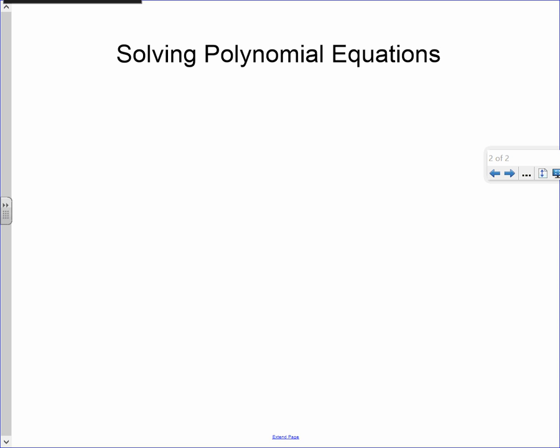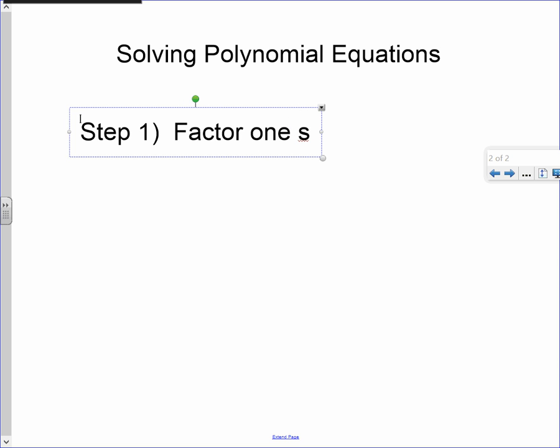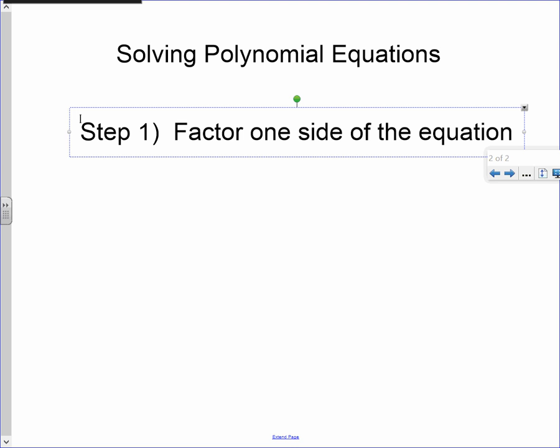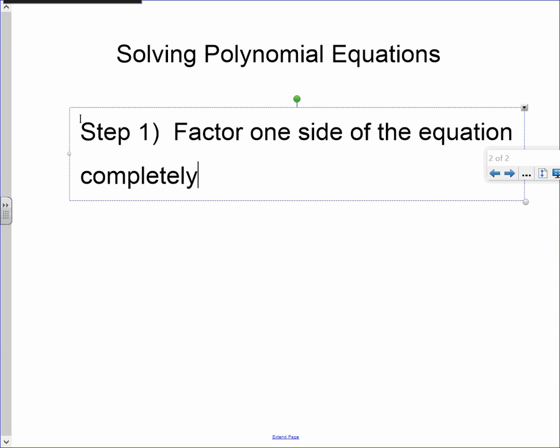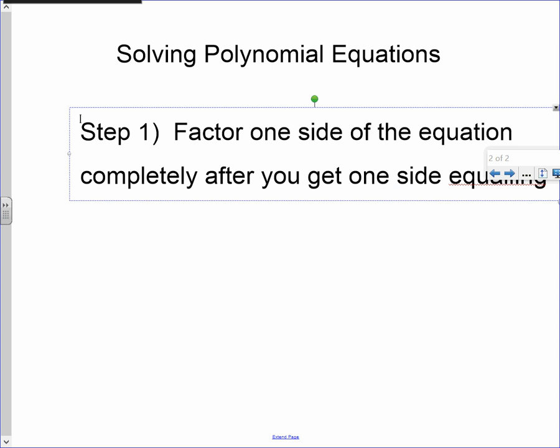The second step, here we go, I'm going to give you the steps. Step 1. Factor one side of the equation completely after you get one side equaling 0.